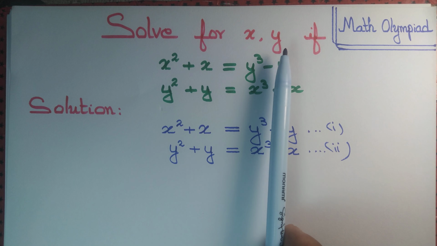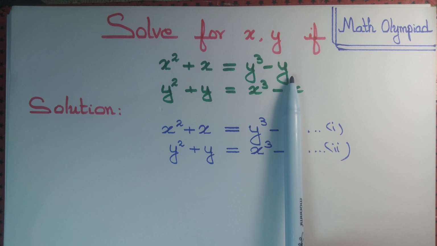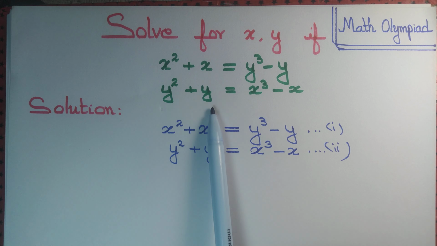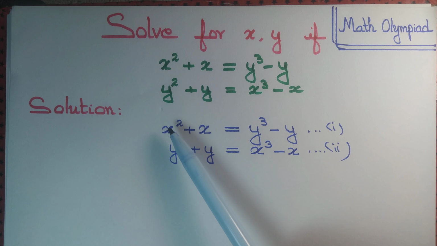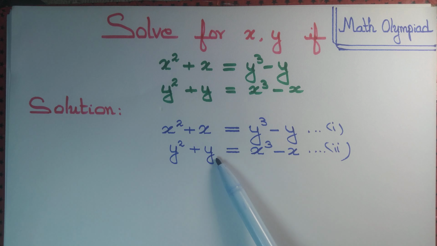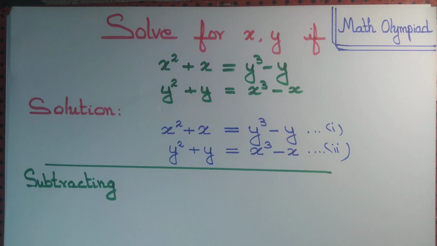Let us solve for x, y if x square plus x equal to y cube minus y and y square plus y equal to x cube minus x. Let's write this one as equation 1 and this one as equation 2. You see that we have got some kind of symmetry: x cube, y cube, x, y, y cube, x cube, minus y, minus x. Let's subtract equation 2 from equation 1.